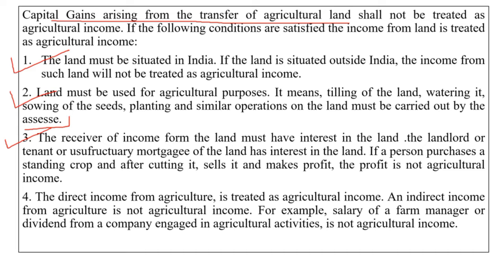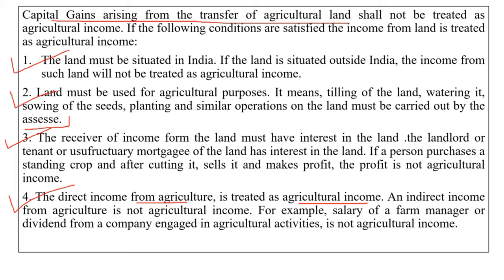If a person purchases a standing crop and, after cutting it, sells it and makes a profit, the profit is not an agricultural income. And the last point here is that direct income from agriculture will be treated as agriculture income. For example, if I'm cultivating something in my land, whatever income I get will be treated as agriculture income.